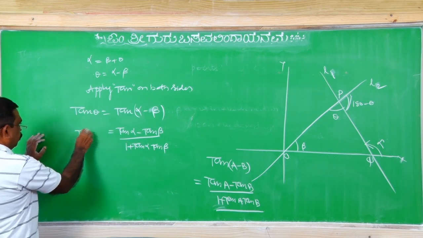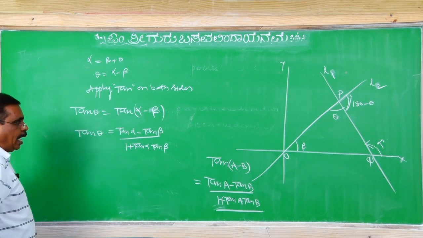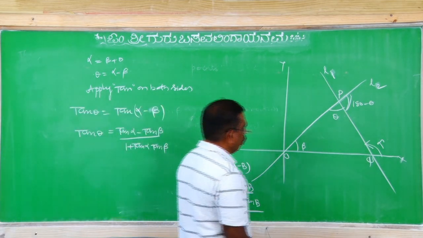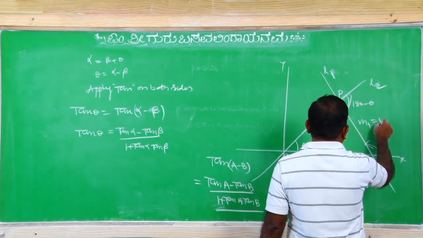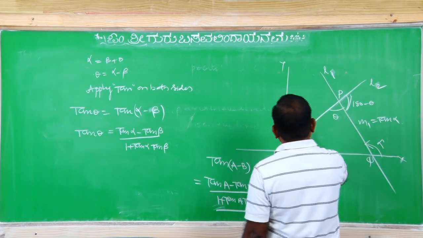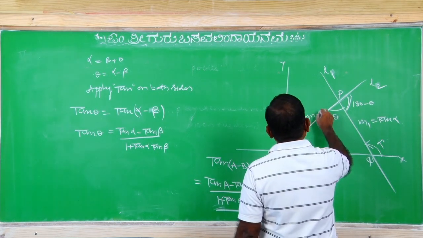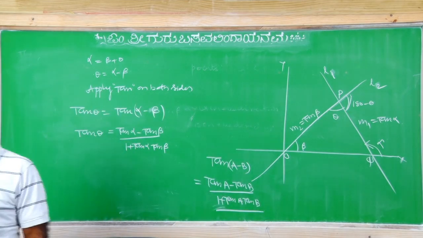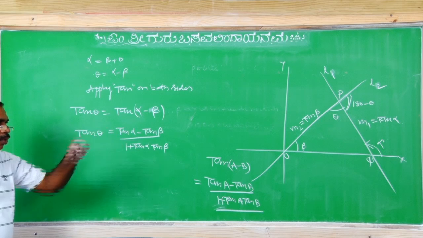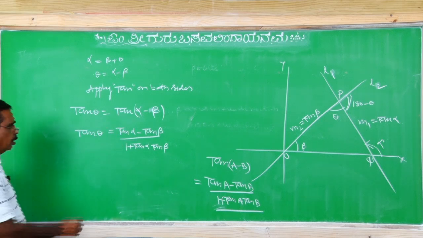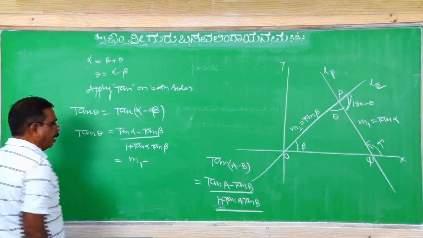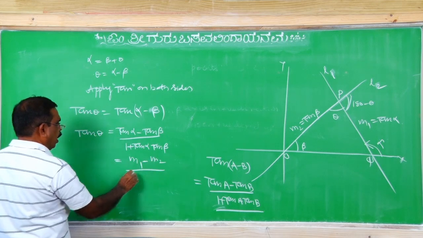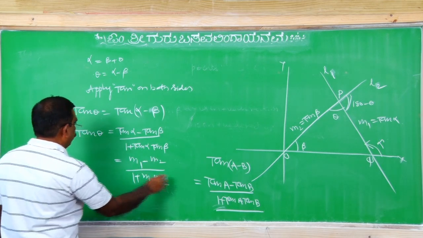Here how much? Tan theta. Tan alpha value how much? Already told, na, tan alpha value how much? Tan alpha value how much is given? Already given, na? Tan alpha is equal to how much? M1. This is M1. Tan beta value? M2 by 1 plus M1 M2. This is what?